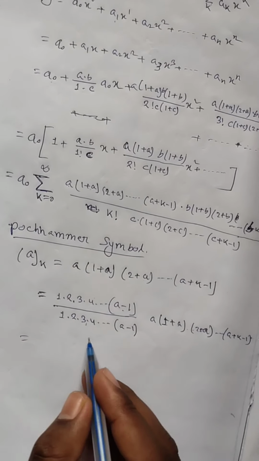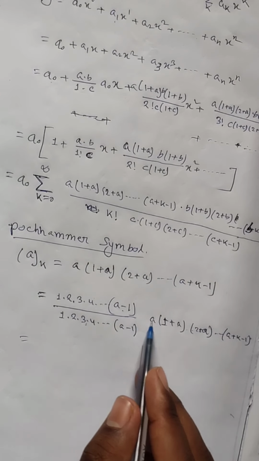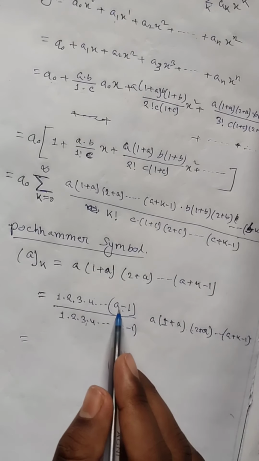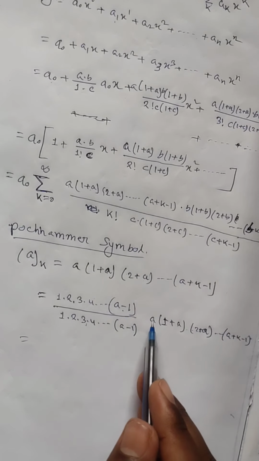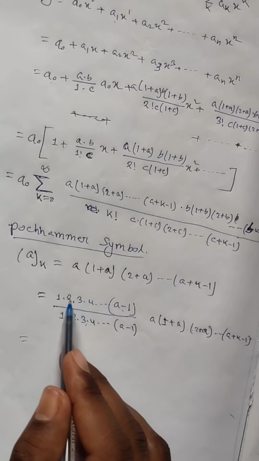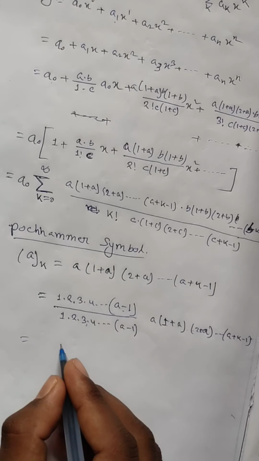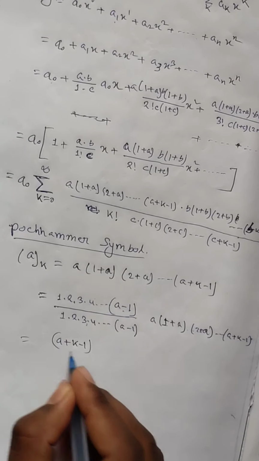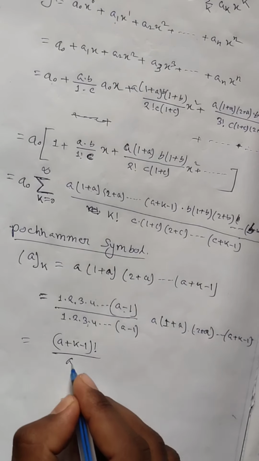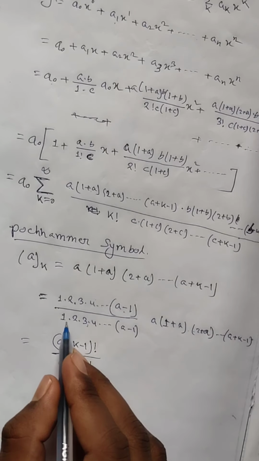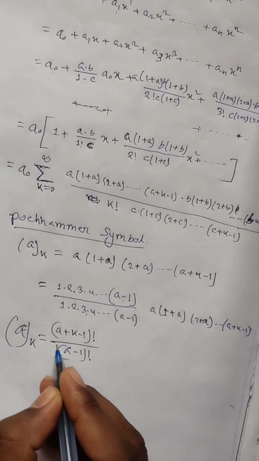So here 1 2 3 4 up to a minus 1, then if we add with a minus 1 we get a, if we add with a we get a plus k minus 1. So this term we can write as a plus k minus 1 factorial divided by a minus 1 factorial. Okay, this is called the Pochhammer symbol.